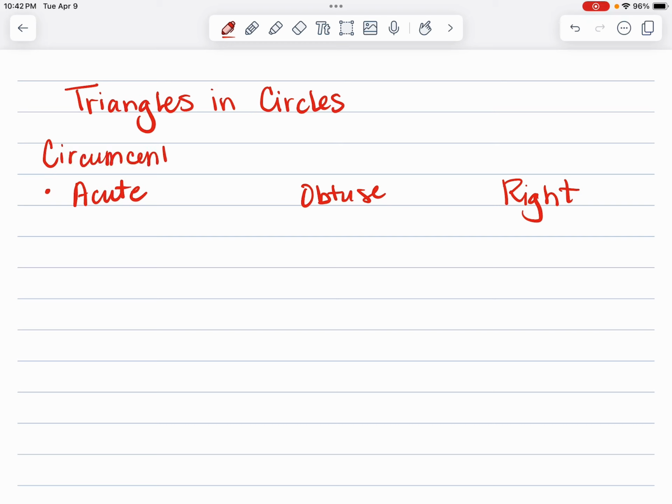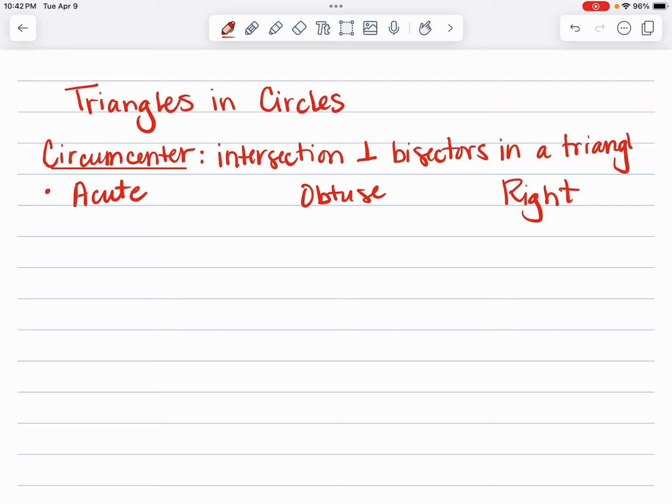The circumcenter is the point of intersection of the perpendicular bisectors in a triangle.